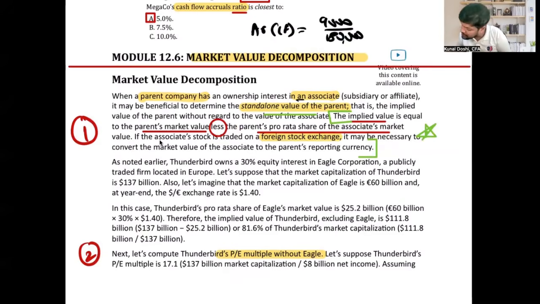So when a parent company has ownership in an associate, it may be beneficial to determine the standalone value of the parent company. The implied value is equal to the parent's value less the parent's pro rata share in the associate, or any gain or loss which is not related to the parent's financial statement. If the associate is on a foreign stock exchange, it may be necessary to convert market value into the parent's reporting currency. So basically, you need to exclude the subsidiary's valuation, whether it's the market cap or in the PE ratio.